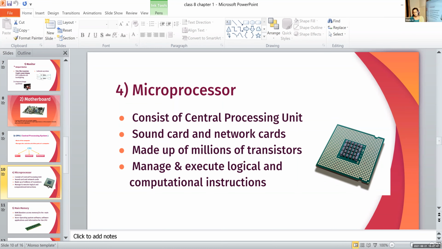So it is a programmable device that accepts the digital data, processes it, and gives us the result. It is one of the main important parts of a computer. It is a programmable device that accepts the data, processes it, and gives us the correct result.